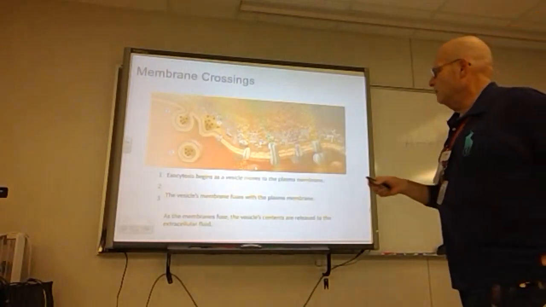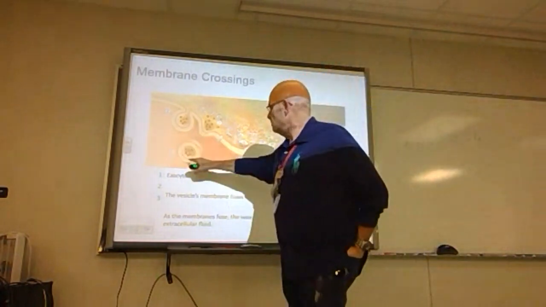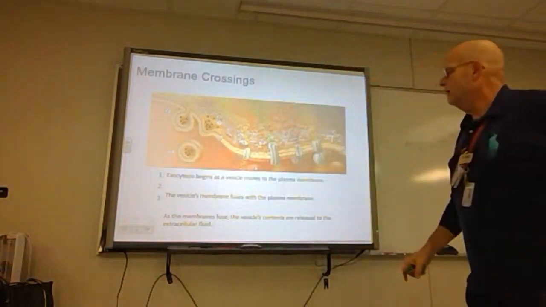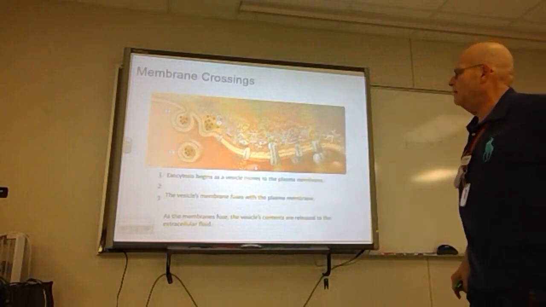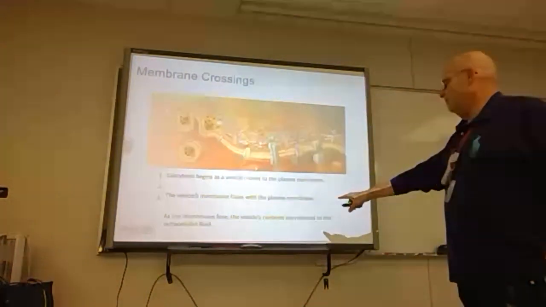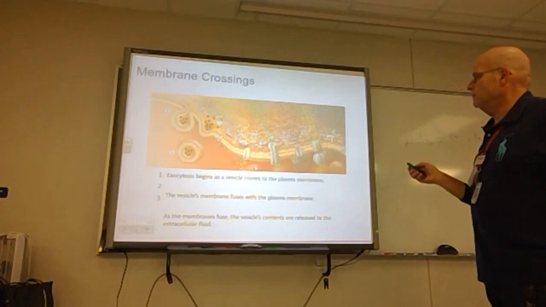So here is number one. We have exocytosis. Here's my vesicle. It contains a bunch of stuff. I don't know what's in there, but it doesn't really matter. At point number two, the vesicle's membrane fuses with the plasma membrane. And as the membranes fuse, the vesicle contents are released into the extracellular fluid.